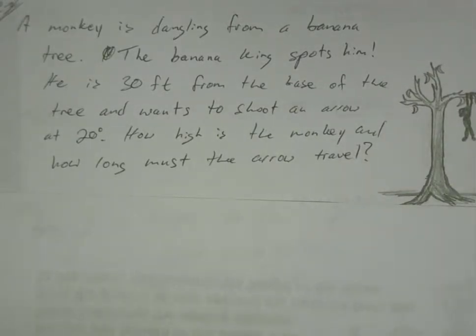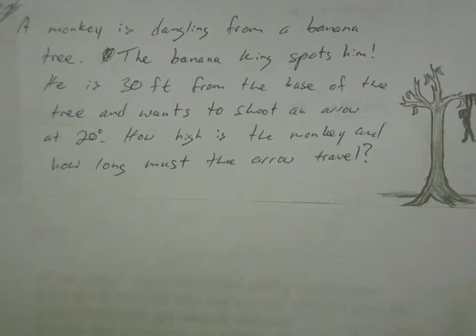Anyways, this is a problem that you will see. This is like a word problem. This is where the applications will come in handy. So we've got a monkey dangling. Pause the video, write down the problem, at least get the important information or take a screenshot, whatever you want to do. We have a monkey dangling from a banana tree. The Banana King spots him. Oh no! He is 30 feet from the base of the tree, and he wants to shoot an arrow at 20 degrees. How high is the monkey, and how long must the arrow travel?